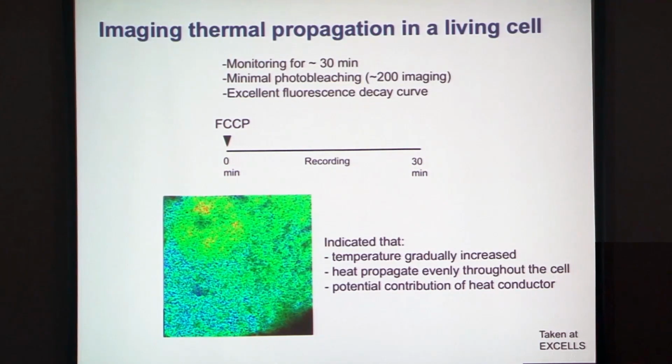And this is potentially contributed by a heat conductor. I'm not going to mention the mechanism, but we also discovered that the microtubule is indispensable for the heat propagation in mitochondrial thermogenesis. So maybe heat is not released immediately upon stimulating mitochondria, but maybe the heat is conducted to the microtubule or some other molecule, and then gradually propagates through the cell. If this is true, this is a very important discovery in this area.